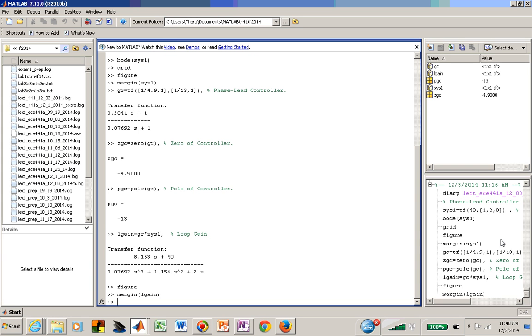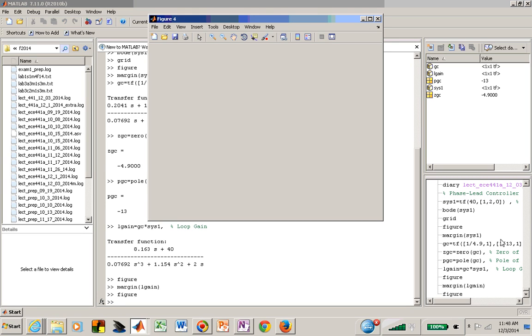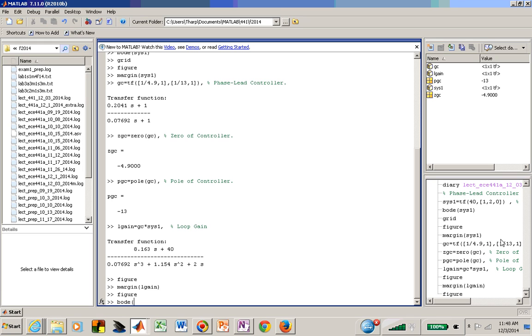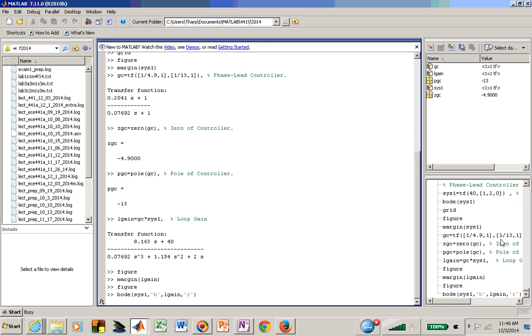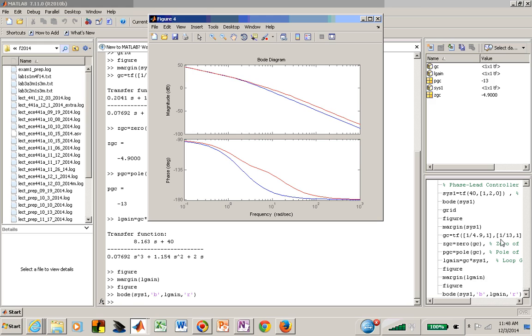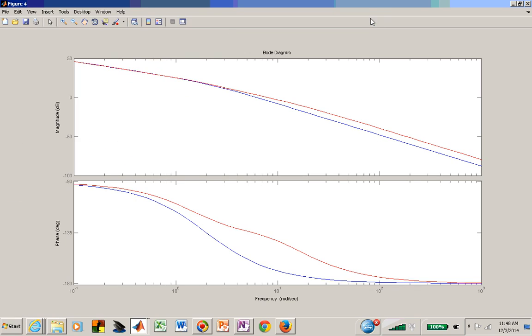We could even compare the two different Bode plots, the uncompensated Bode plot. Let's say that we will sketch with a blue line, and we'll sketch our compensated Bode plot with a red line. And that's now our difference between the compensated and uncompensated behaviors in this particular phase lead controller design.